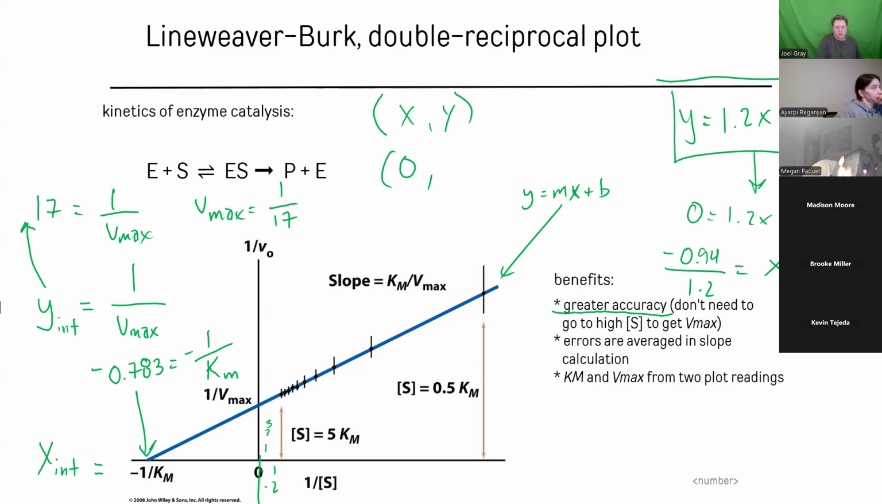what are the units for Km? Or does Km have units at all? Spoiler, it's got units. They're going to be a concentration, like a molar concentration. Would it make sense to have a negative 0.5, let's say nanomolar concentration?